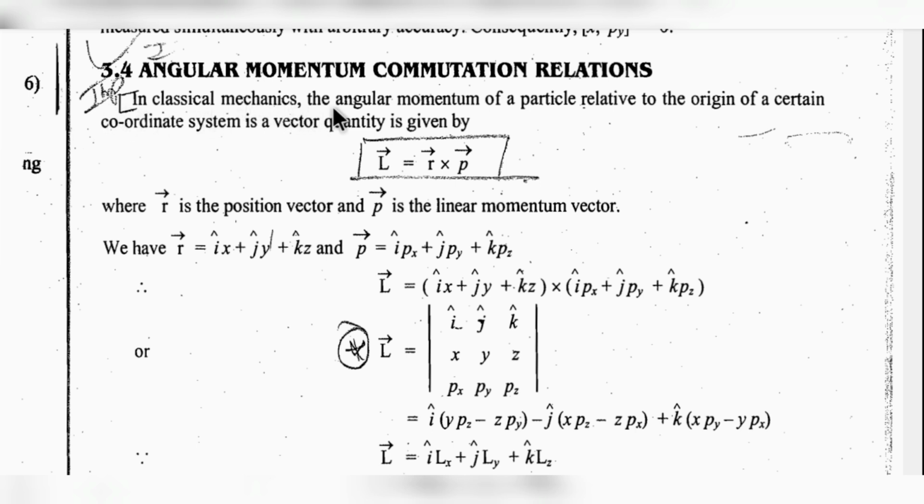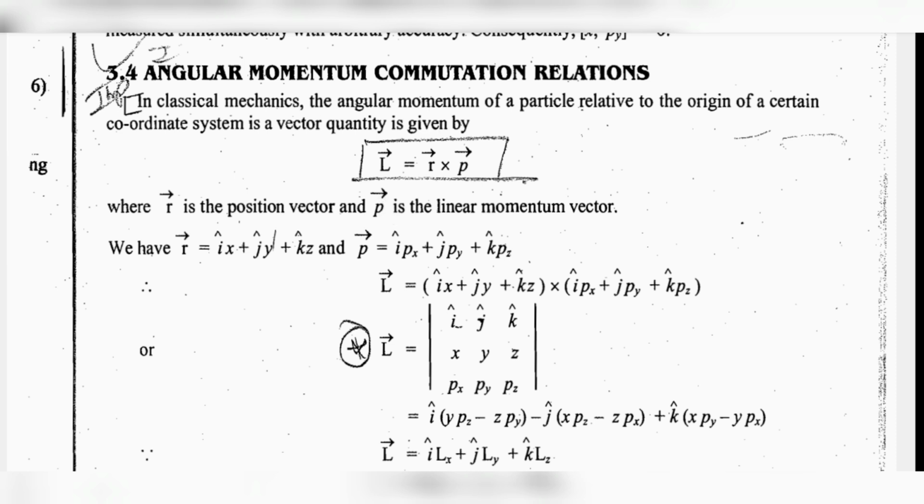In classical mechanics, the angular momentum of a particle relative to the origin of a certain coordinate system is a vector quantity given by L = r × p. Here L shows the angular momentum, and the arrow shows the direction of the vector quantity. R represents the position vector and P represents the linear momentum, where r is the position vector and p is the linear momentum vector.